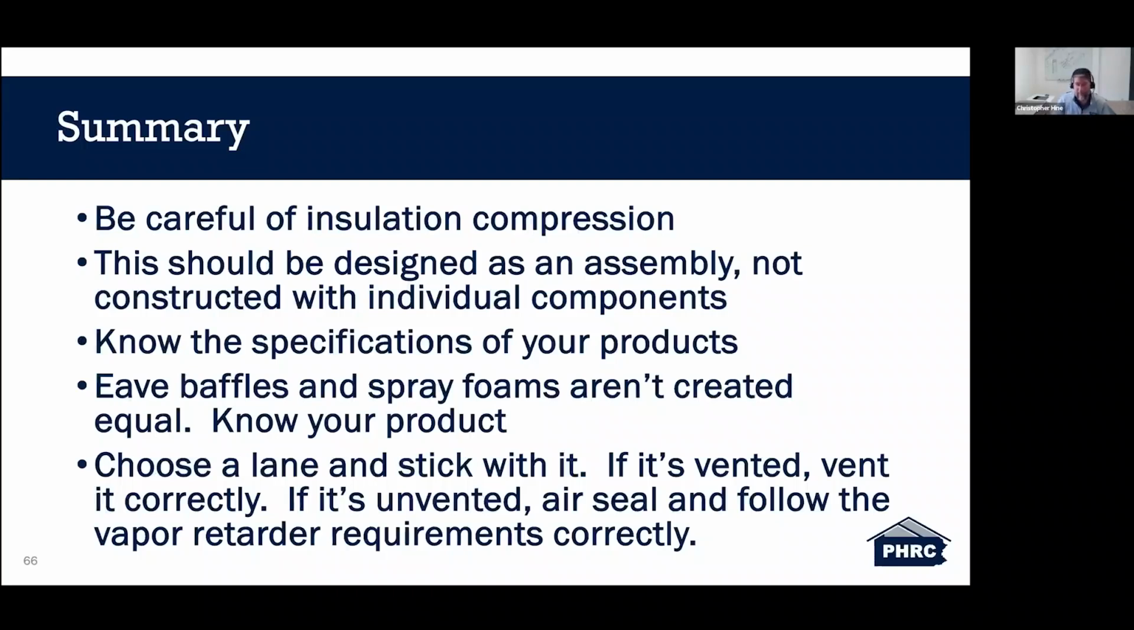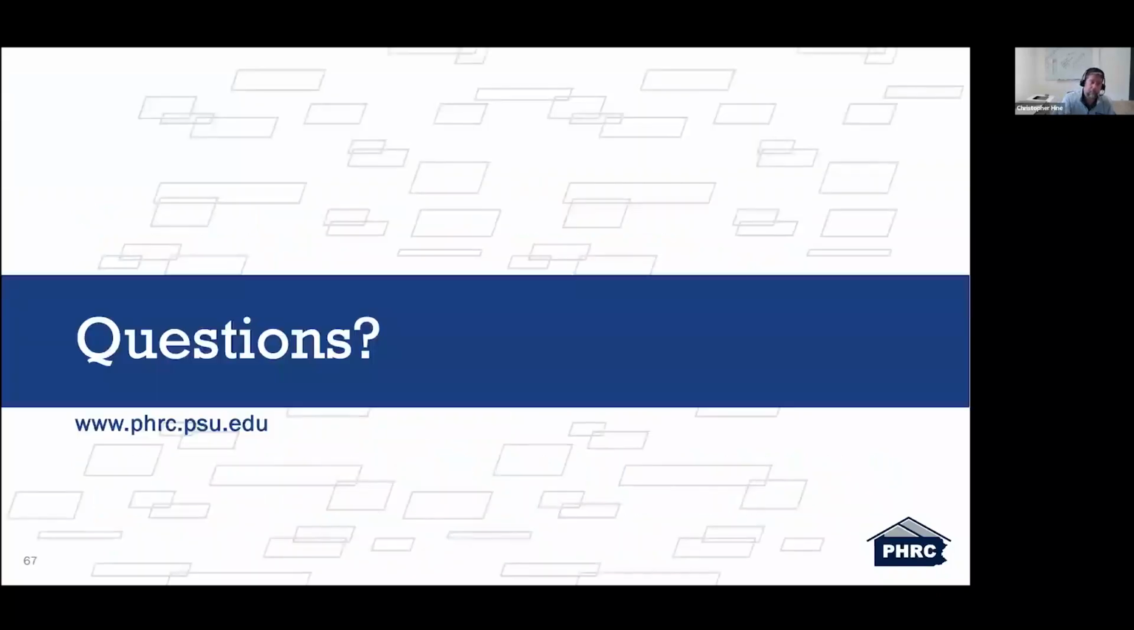If you're using a vented assembly, make sure that if the tolerances are tight, make sure that you're calling out the correct eave baffle or maximum thickness of that eave baffle. And then choose a lane and stick in it, right? If it's vented, vent it correctly. If it's unvented, air seal it correctly and make sure that you follow the vapor retarder requirements correctly. Okay. With that being said, I'm going to jump to the questions.